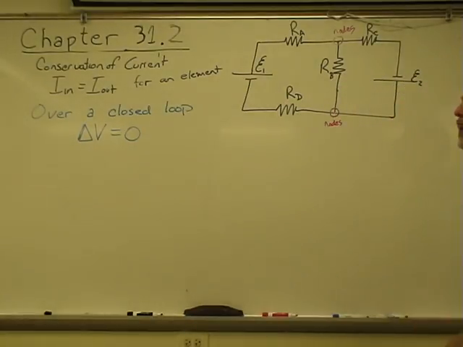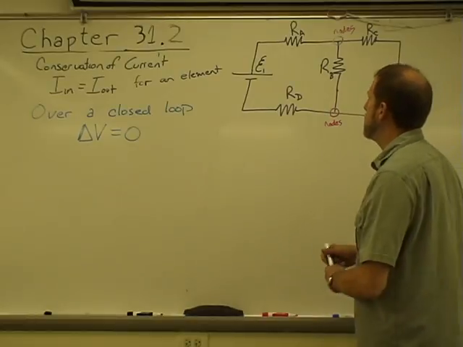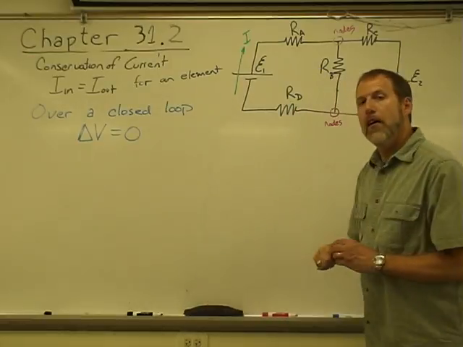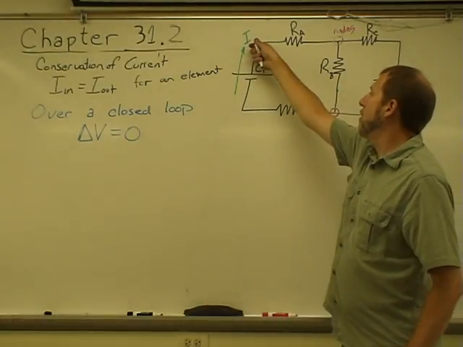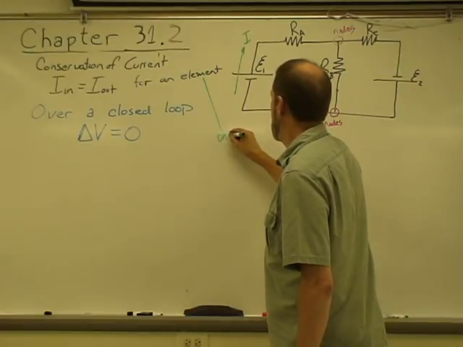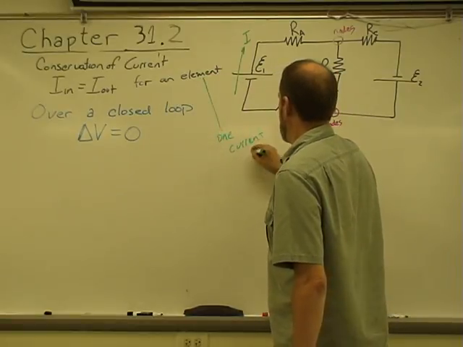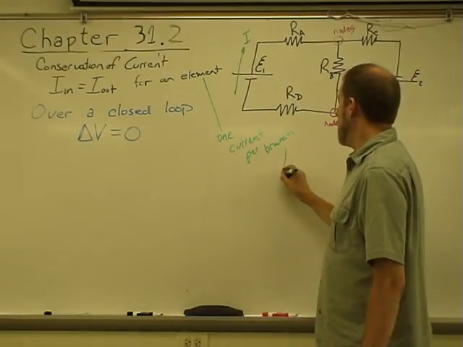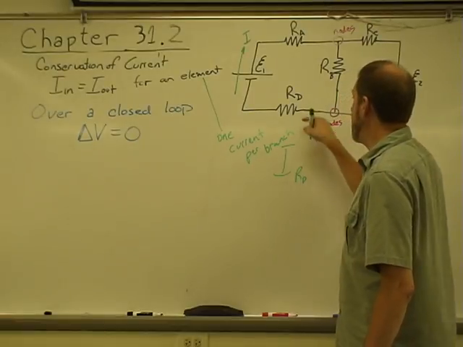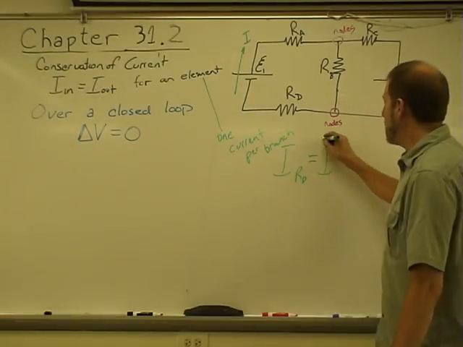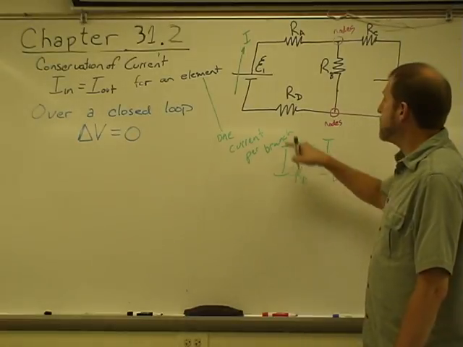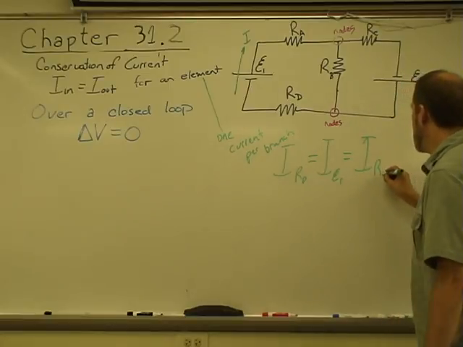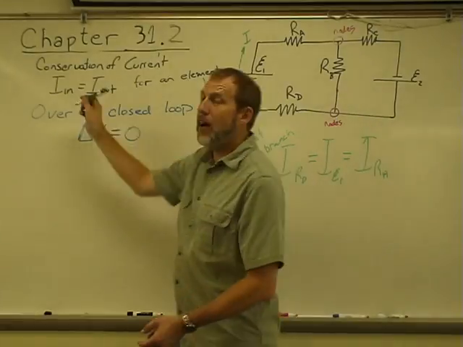Okay, so what I need to do first is I need to define the direction of currents. First, I need to define one current per branch. For example, the current passing through resistor D has to be the same as the current passing through battery 1 has to be the same as the current passing through resistor A because of the conservation of current.